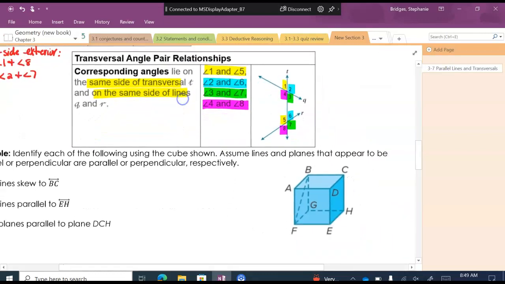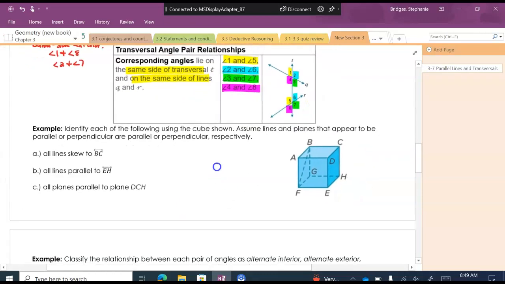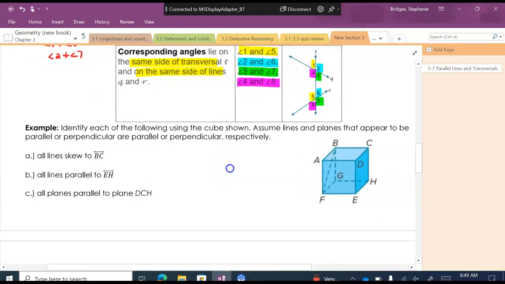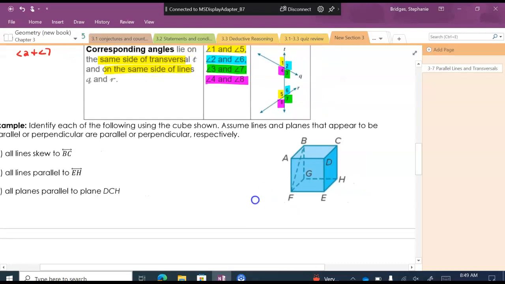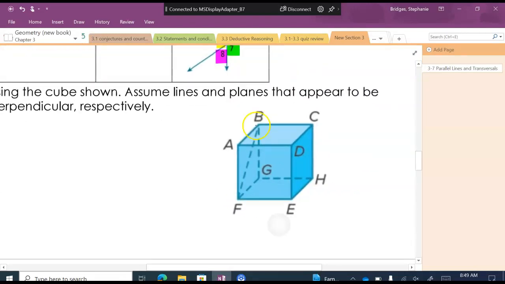All right. So what I want you to do is look at this picture down here, that box. Does everybody see your box? We are identifying each of the following using the cube shown. Assume that lines and planes that appear parallel or perpendicular are parallel and perpendicular. So for A, the first thing I want to know is all lines that are skew to BC. Okay, so here's BC. All lines that are skew, that means they do not touch, but they also do not go in the same direction as BC.